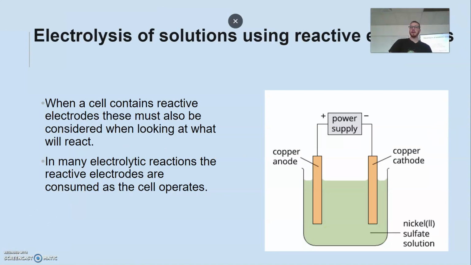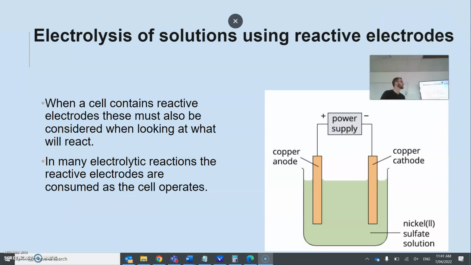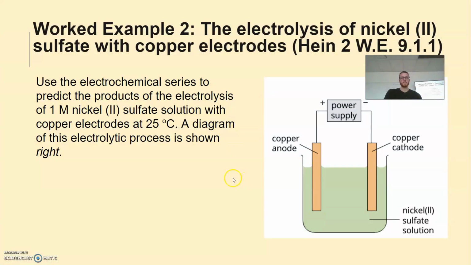Okay. Now, so far, we've only looked at using inert electrodes. So let's consider what may occur if I use a reactive electrode. So let's say I've got a nickel sulfate solution and I've got copper electrodes. So let's work through this together. So I've got 1 molar nickel sulfate solution, standard concentration. Power supply, anode, cathode, positive anode, negative cathode, nickel sulfate solution.